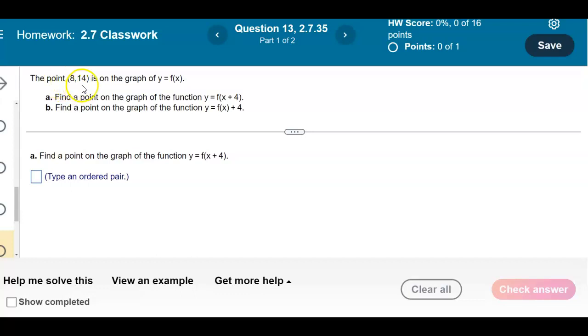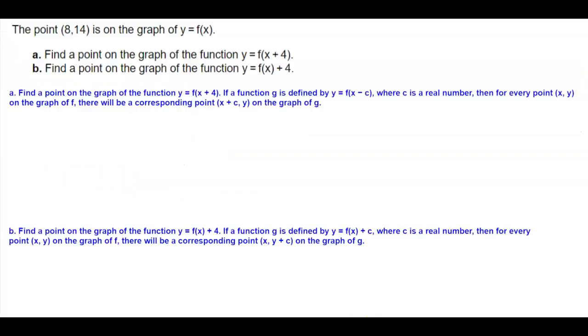The point (8, 14) is on the graph of y equals f of x. For part A, find a point on the graph of the function where y equals f of x minus 4. And then part B, find a point on the graph of the function where y equals f of x plus 4. So let's take a look at part A.